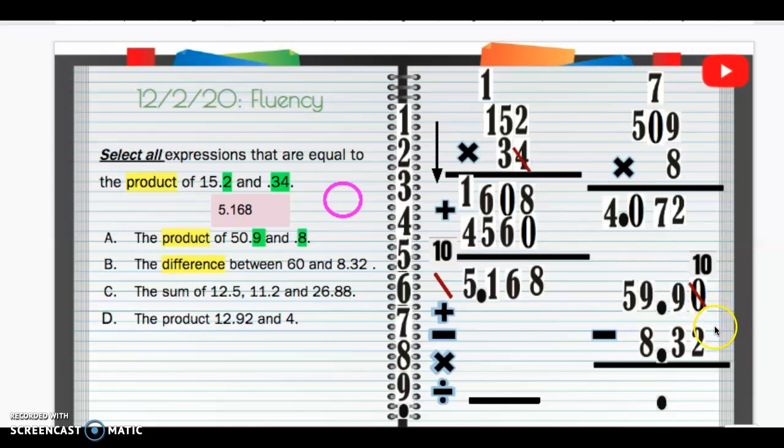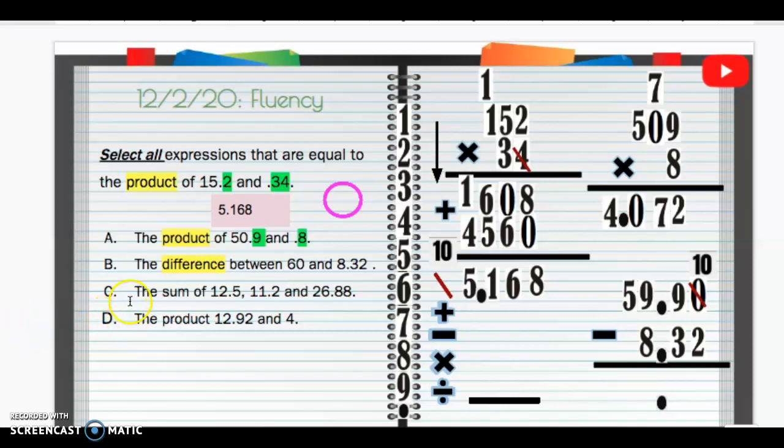So now you need to subtract. I'm going to let you finish this off on your own. So you're going to start off by saying 10 minus 2, 9 minus 3, 9 minus 8, and then you bring the 5 down. Okay? I'm going to let you solve that one.